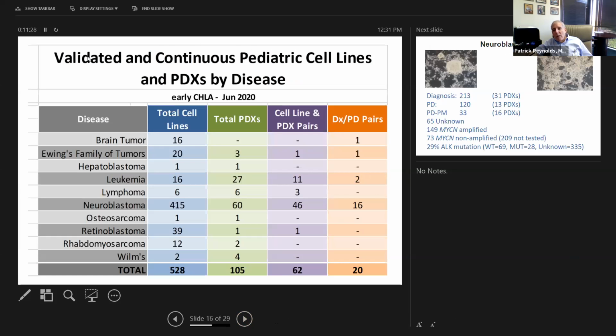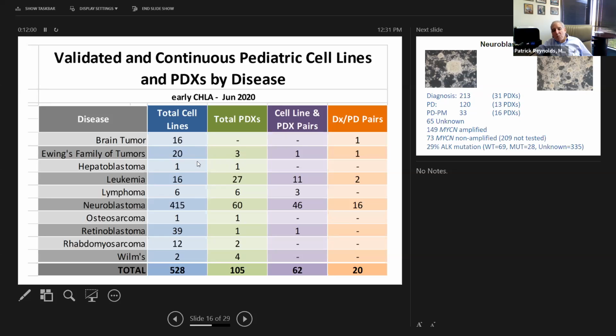Now let's look at what we have in the repository, the validated and continuous pediatric cell lines and patient-derived xenografts. We've got a number of brain tumors, and they're actually across the whole spectrum. I'll show you those. We have chosen not to try to do PDXs. We get very small samples, and when we can, we cryopreserve these. So if there's somebody that wants to do these, but we decided that one is really beyond the scope of what we can do. So we're not doing PDXs on the brain tumors, we're just doing cell lines. The rest we're attempting to do PDXs on.